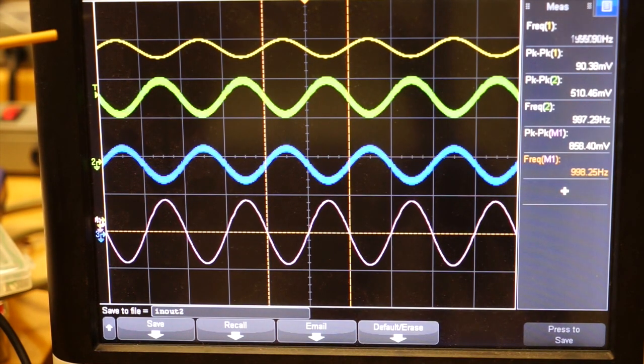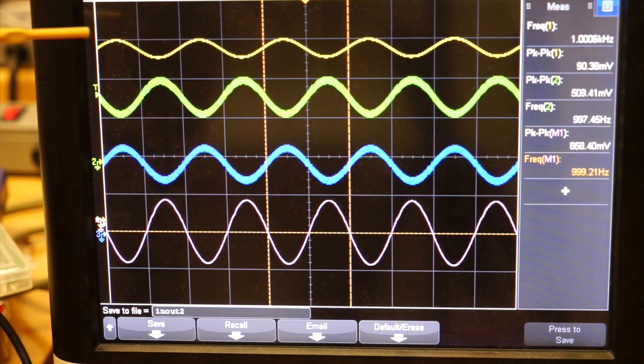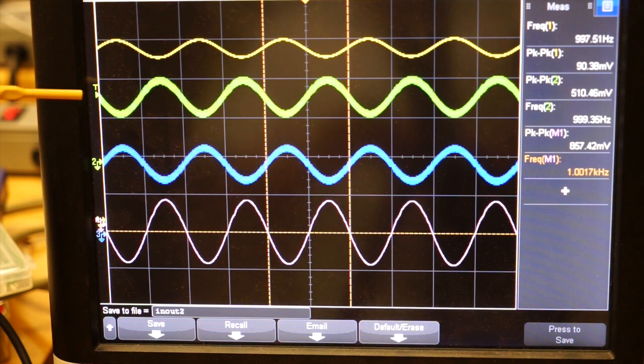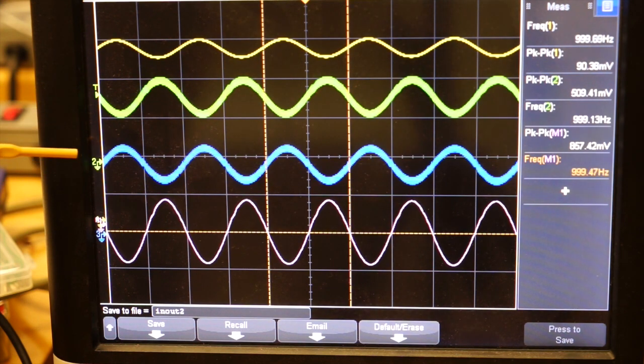As you can see from the screen, this is our 1 kHz input signal, and this is the negative channel output. This is the positive channel output, and by subtracting the two channels, we have the differential output signal here. And as you can see from the screen, we have a gain of about 5.